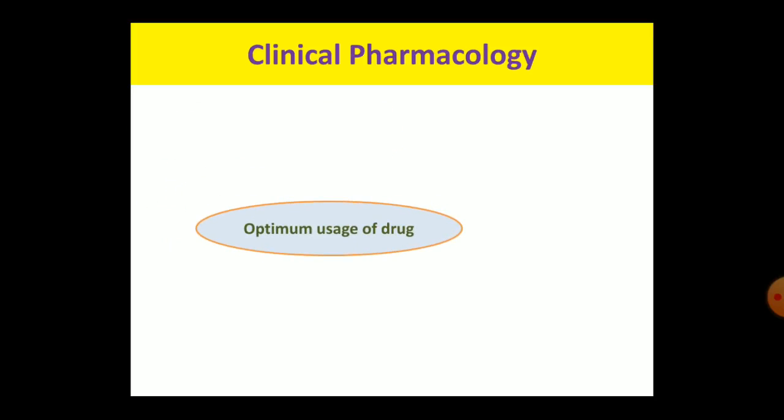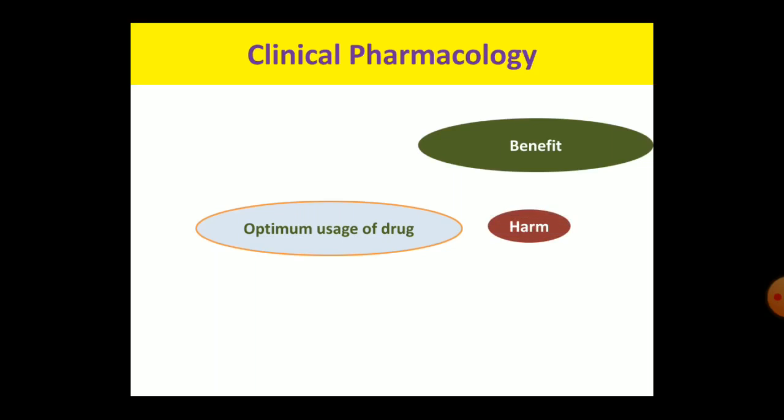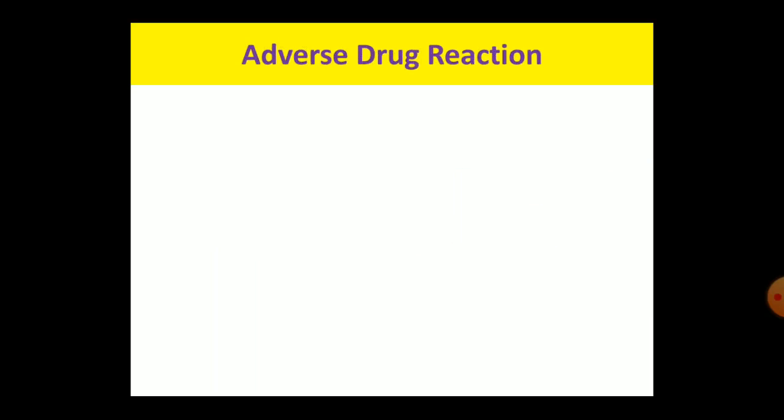So again, if you want to say it in a single sentence, clinical pharmacology means the study of the drug in the human being with the purpose of optimal usage of the drug. And what do we mean by optimal usage? We have to maximize the benefit and minimize the harm, and this can be possible with the help of individualization of drug therapy.